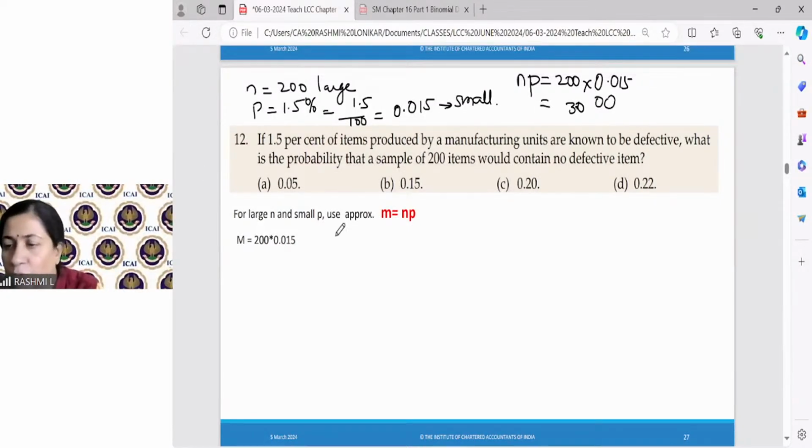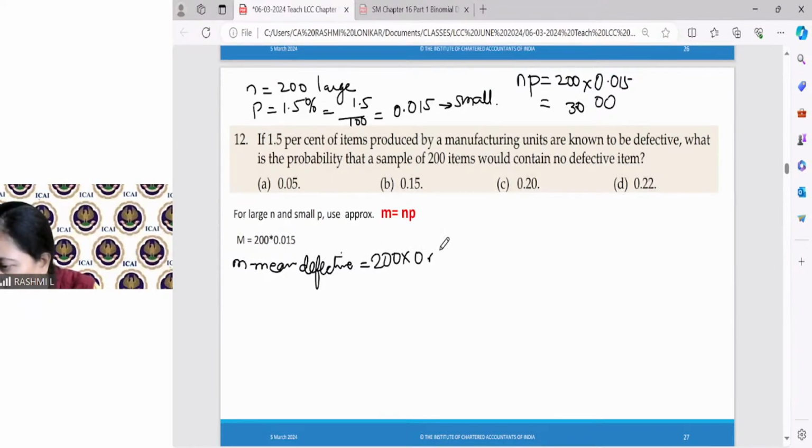Okay. Now, once I've done that, I have to find what is the value of m. What is the mean? So this is 200 is my n, into p is 0.015, and this is giving me 200 into 0.015, which is 3. What is this? This is mean. M is equal to NP, and we are going to do this.